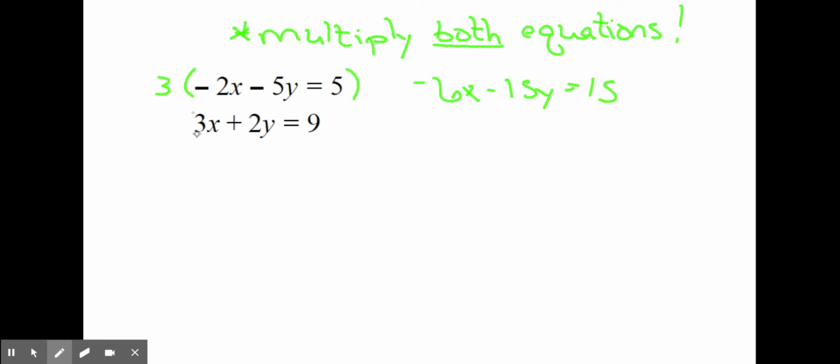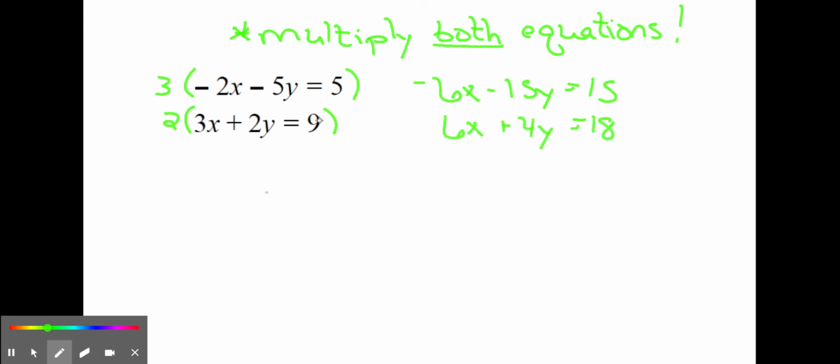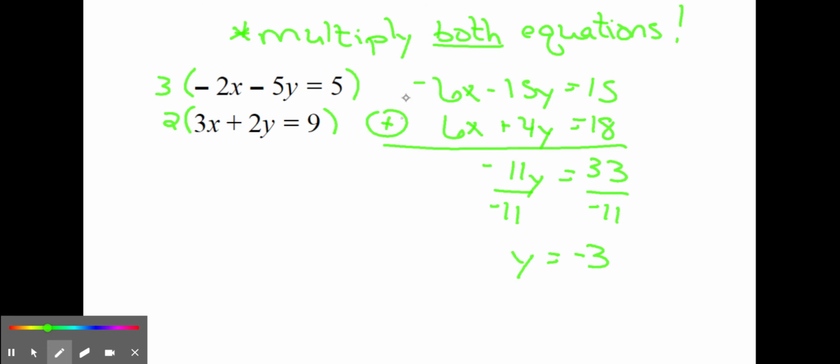Now, what do I multiply 3 by to get 6? I need to multiply by 2, right? So I'm going to multiply the bottom equation by 2. You tell me what my new equation is. I got 6x plus 4y equals 18. So now take these two, eliminate the variable that's ready to eliminate, and solve for the other variable. I eliminated the x's by adding, and when I did that, I got y equals -3.